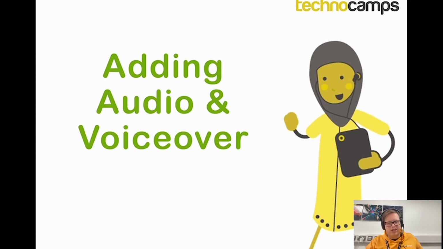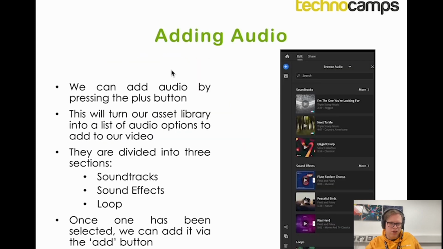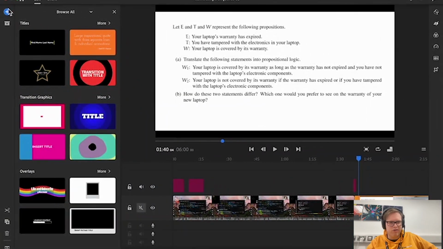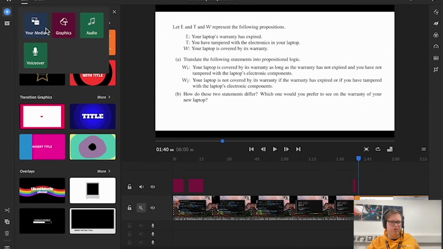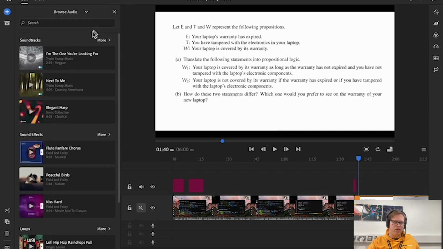Now we've added graphics, we can also add audio. So, as I mentioned, we can add audio if we've already got some on the computer by going to Your Media. But also, similar to graphics, Premiere has audio suggestions for us.